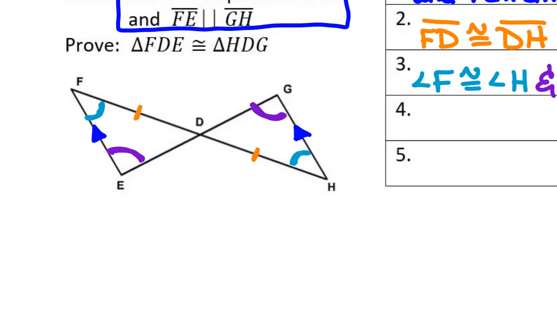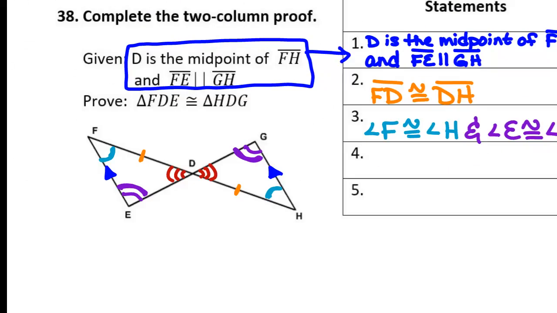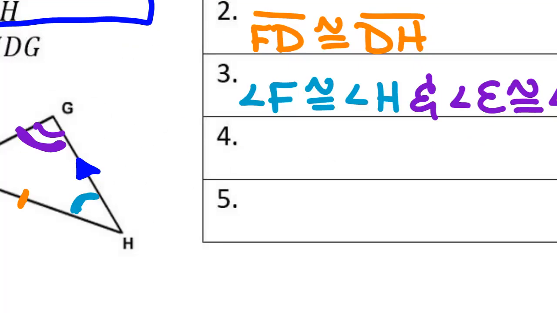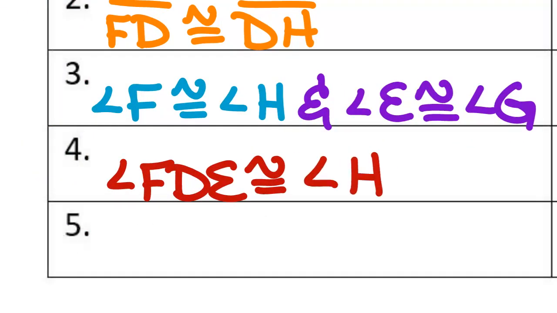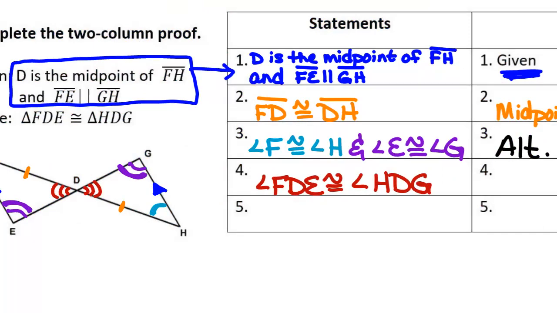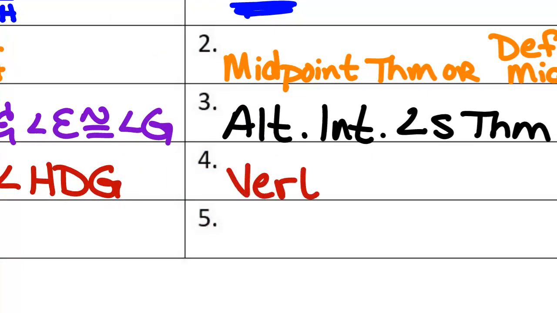Is there anything that I'm allowed to mark that I wasn't given? D, either side of D, because these two angles that I just marked are what type of angles? What'd you say? Vertical angles. Angle FDE is congruent to angle HDG. You cannot just write angle D is congruent to angle D because I don't know which angle D you're talking about. That's our vertical angles theorem.